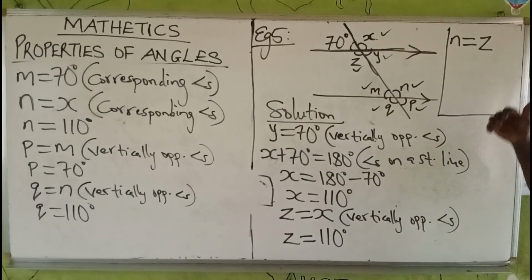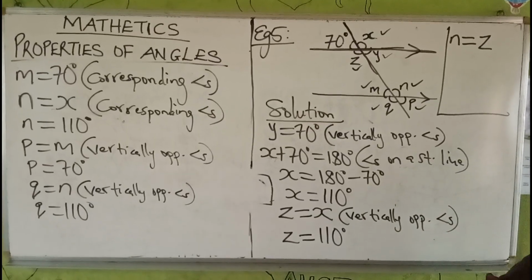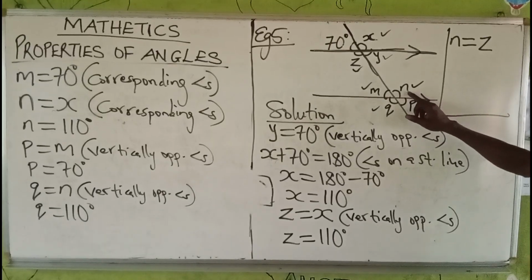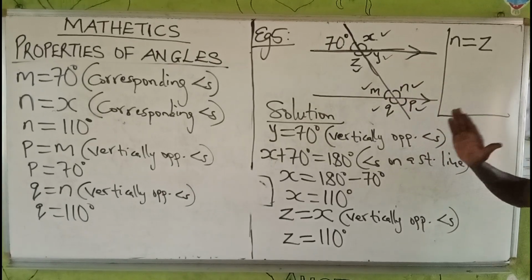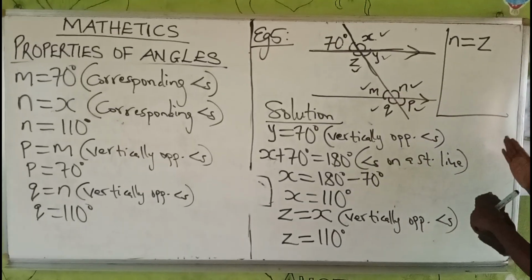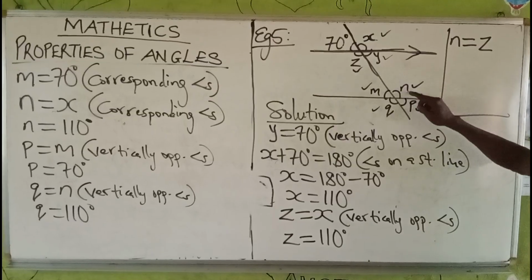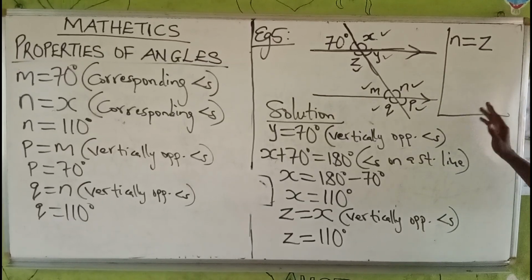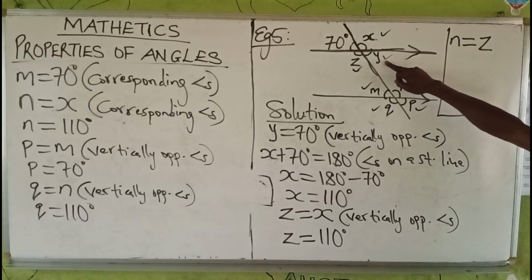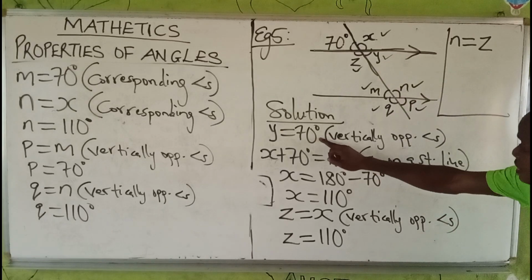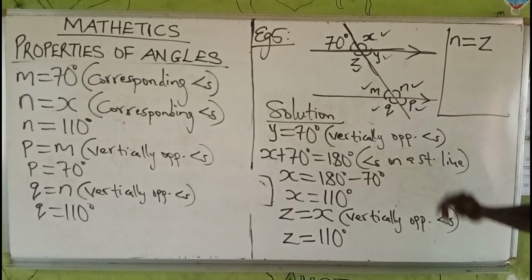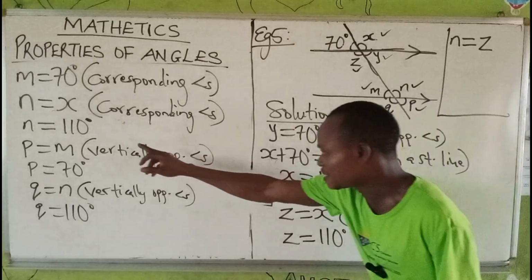Now, we can also use interior angles of a transversal to solve for the same N by saying that Y plus N. Remember we said for interior angles of a transversal, they are supplementary if they are occupying the same side of the transversal. Here, these two are occupying the right-hand side of the transversal. So Y plus N will be 180. Since we already know Y to be 70, our N will be 180 minus 70, and that is equal to 110 degrees. The same answer we obtained here.